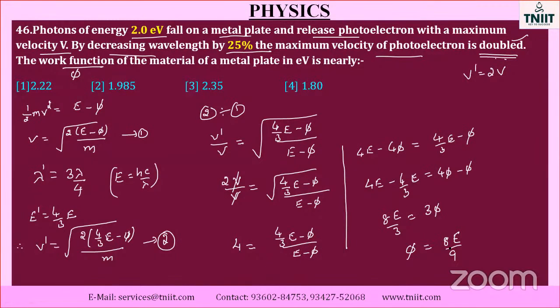But what is the energy they have given? 2 electron volt energy is given. So 8 by 9 into 2 will be equal to 16 by 9, which is approximately 1.8 electron volt. So option 4 is the right answer. So what is the work function, students? The work function is equal to 1.8 electron volt.